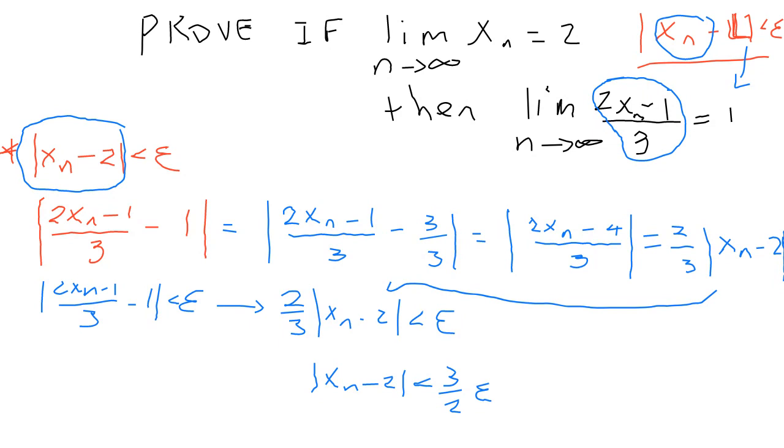Okay. So what I've done right here is figure out what I'll be using for m. I'll be using 3 over 2 epsilon as the m all the time, because x sub n minus 2 must always be less than 3 over 2 epsilon. So write that off, and then I'm going to now do the formal proof. I have not proved anything yet, and all I've done is find the m that I'm going to be using.